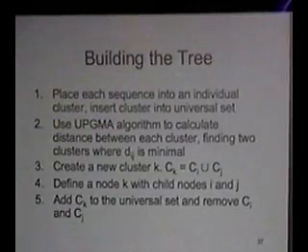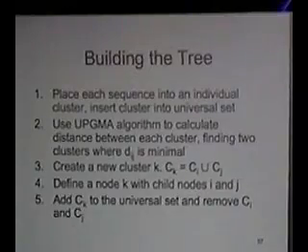So to build a tree, each sequence is put into its individual cluster, so one packet per cluster. Use the UPGMA algorithm to iterate through every cluster, doing comparisons between every sequence. You take the two with the smallest distance between each other. You create a new cluster K by unioning those two. You define a new node K with child nodes I and J to build the tree. You add the cluster K to the universal set, and then you remove the clusters I and J. At the very end, you should only have one cluster, and you should have a tree built at that point.